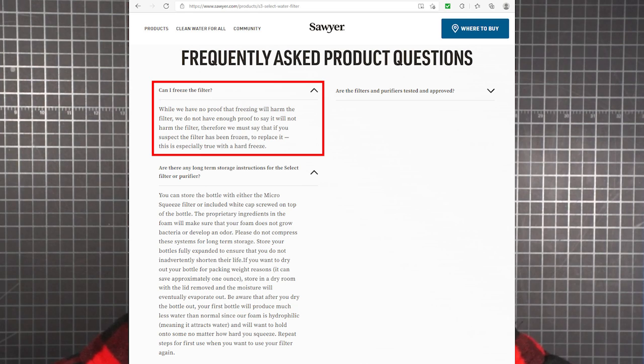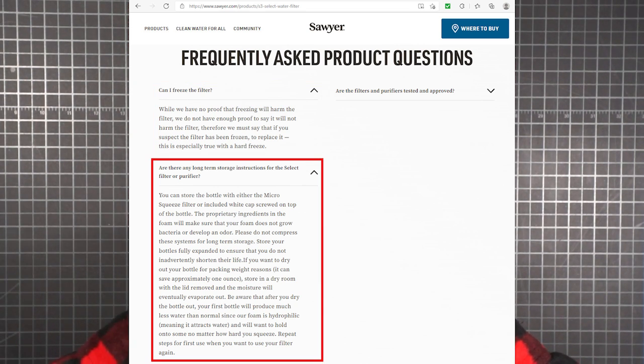Now, as far as freezing goes, Sawyer says they have no proof it will harm the filter, but they also have no proof it won't, so they still recommend replacement, especially in the event of a hard freeze. Long-term storage can be wet or dry, as proprietary ingredients in the foam prevent bacterial growth and odor.